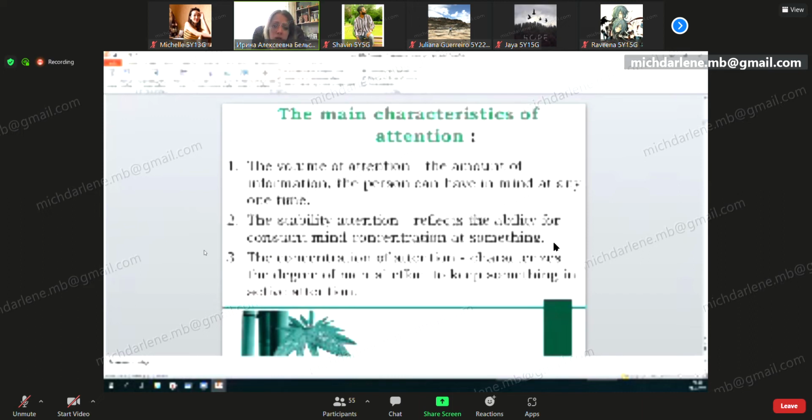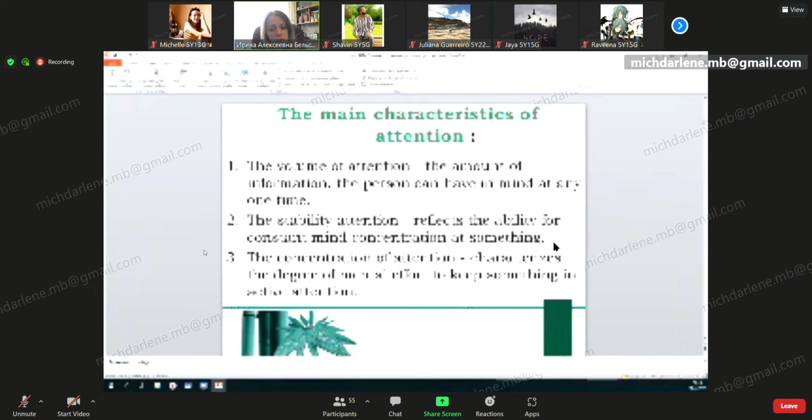What is volume of attention? We can define volume of attention as the amount of information the person can have in mind at any one time or at any one kind of activity, so period, yes? It's a volume of attention. For example, the amount of our lecture, how you can perceive the information and how can you use it safely and so on.